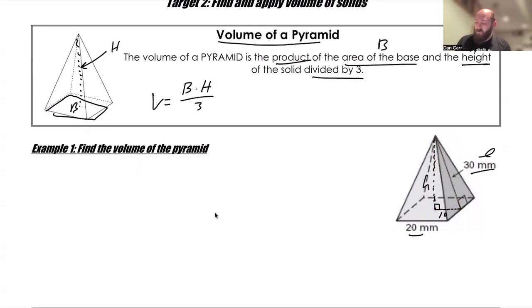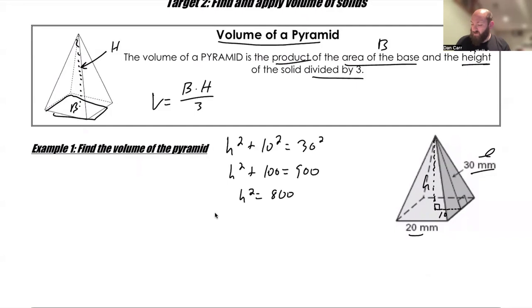So I'm going to start by taking H squared plus 10 squared and setting that equal to 30 squared. We can solve for H using the Pythagorean theorem. So we got H squared plus 100 equals 900. H squared is equal to 800. For our purposes here, I'm not going to bother breaking this down. I'm just going to leave it as the square root of 800. It's easier to work with, since I'm just plugging it into my formula anyway.